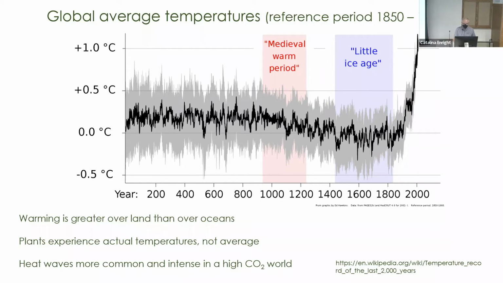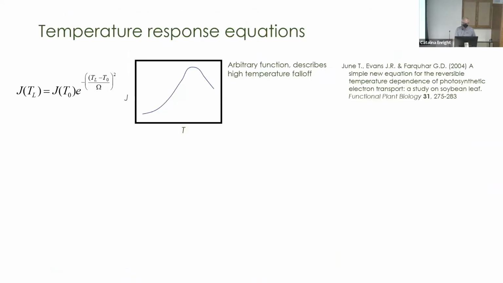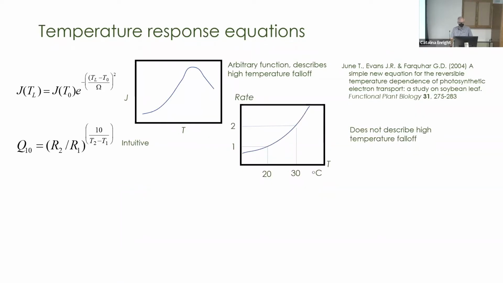I want to talk about how these two things, temperature and CO2, affect photosynthesis. But first, I want to show you the things we do to analyze temperature responses. You can use arbitrary equations, as June and Evans and Farquhar did, to describe, in this case, electron transport as a function of temperature. They just used an arbitrary equation, and there's nothing wrong with that, actually. People often use this Q10 analysis. The nice thing about that is that it's very intuitive. It simply says, if you increase temperature by 10 degrees, what happens to the rate of what you're looking at? Typically in biological systems, it doubles. But the Q10 analysis doesn't describe the fall off.